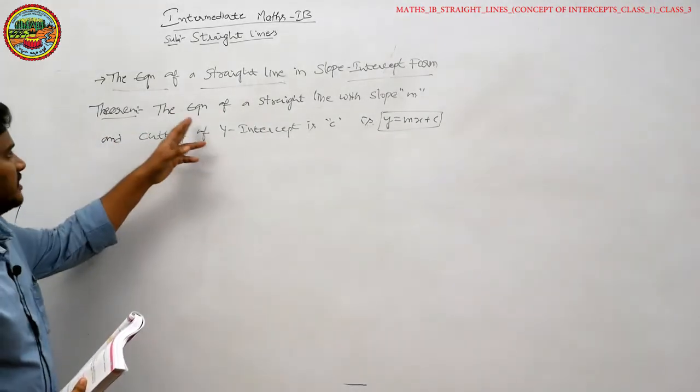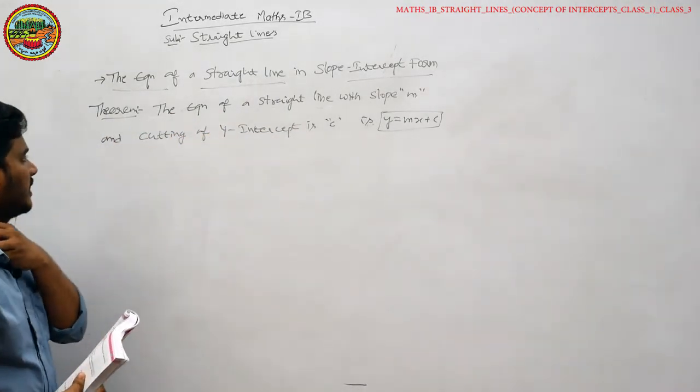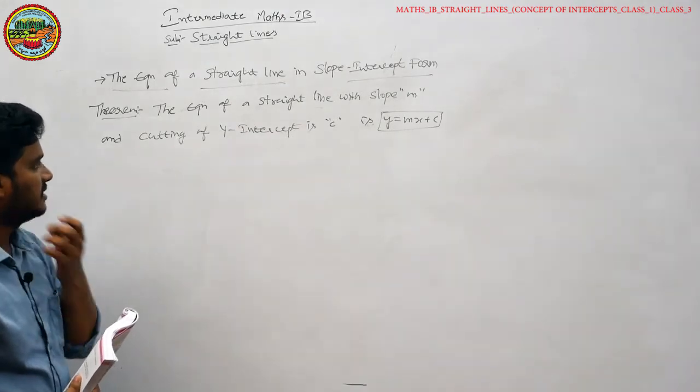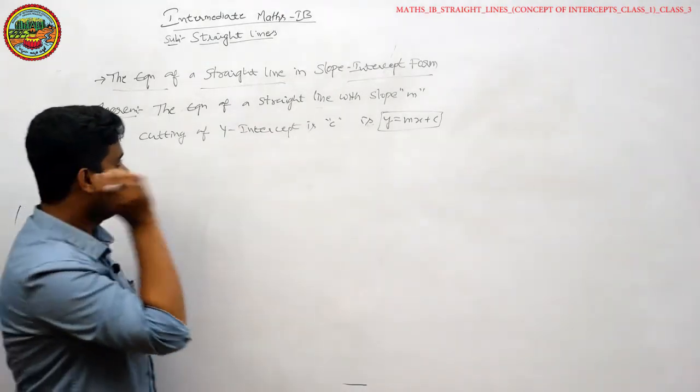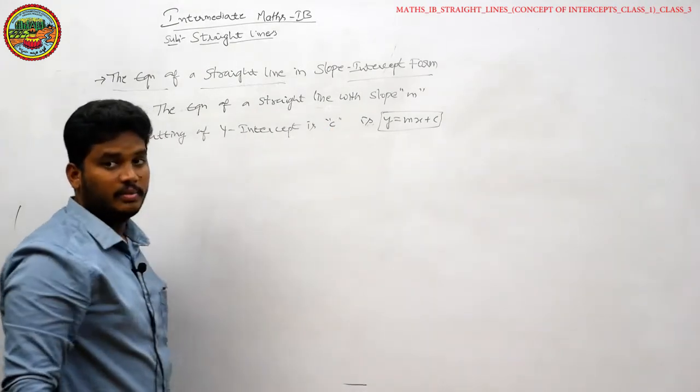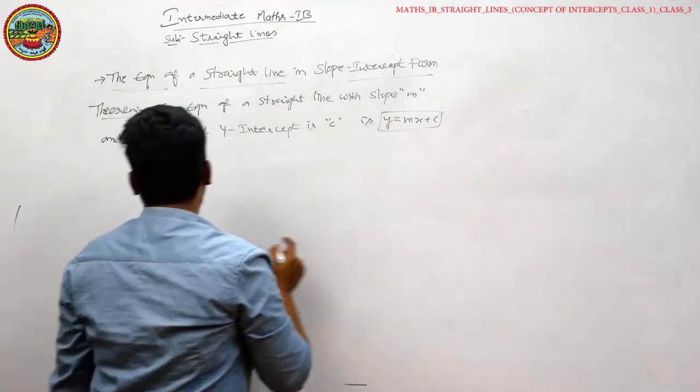Okay, so the theorem is the equation of a straight line with slope m and cutting off y-intercept c, which is y is equal to mx plus c. So here the y-intercept is given by c. Okay, so proof.